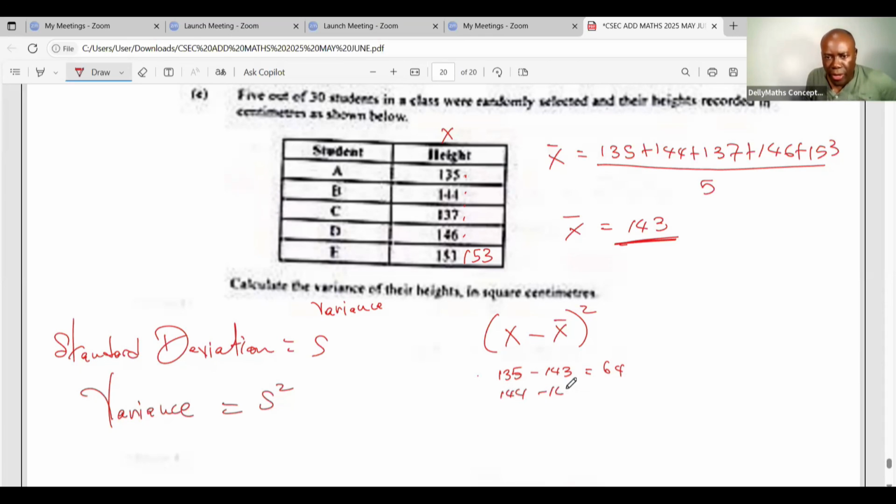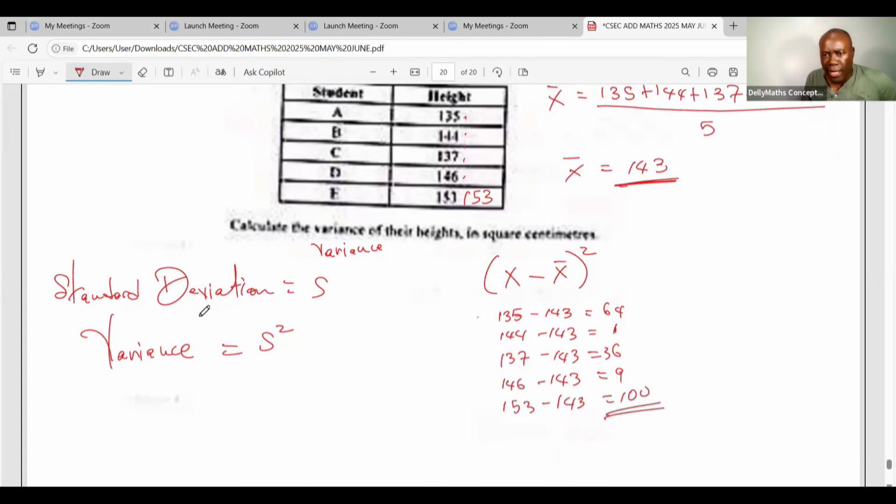144 minus 143, that's going to give 1. When we square that, we get 1. 137 minus 143, that's going to be 6, squared is 36. 146 minus 143, this is 3, which is 9 when it is squared. 153 minus 143, this is 10, which is 100. We need to total that.